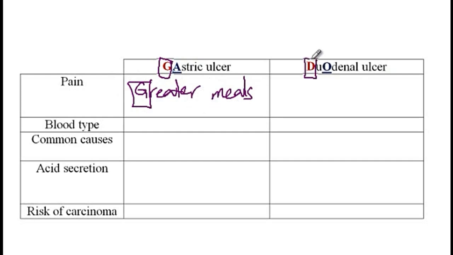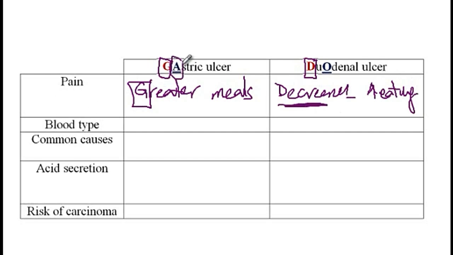While with duodenal ulcers, the pain decreases with meals, and then it becomes worse 2 to 3 hours after meals. So again, since it initially causes a decrease in pain, these patients will increase their eating habits, and so they can gain weight. Gastric ulcer has also been shown to be associated with blood type A, while the duodenal ulcer has been shown to be associated with blood type O.